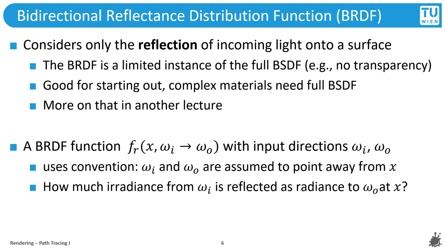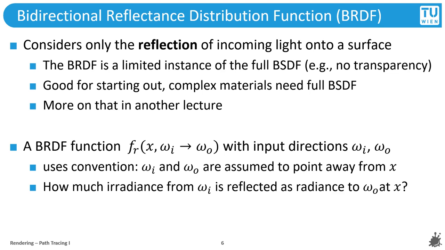The BRDF as a concept is a subset of the BSDF and is usually what we start out with when introducing the topic of materials. The BRDF has several important properties. It is parameterized by two directions and gives the portion of light that, when coming from one direction, is reflected to the other by the material. It is a convention to always use directions that point away from the point at which we evaluate the BRDF to evaluate it.